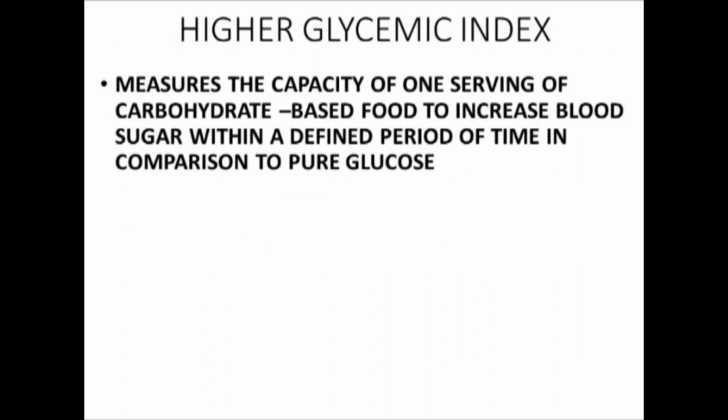All right, so what is a high glycemic index food? Well, first of all, the glycemic index is a measure of the capacity of one serving of carbohydrate-based food to increase the blood sugar within a defined period of time in comparison to pure glucose or a pure refined carbohydrate. As such, various carbohydrate foods can follow a scale of 0 to 100 based on the capacity to increase that blood sugar level. A high glycemic index food would have a value between 70 and 100, whereas a more moderate glycemic index would be 55 to 69, and a low glycemic index would be less than 55.